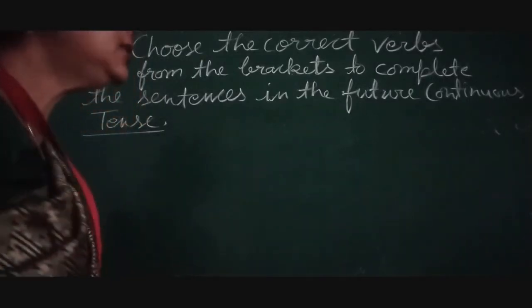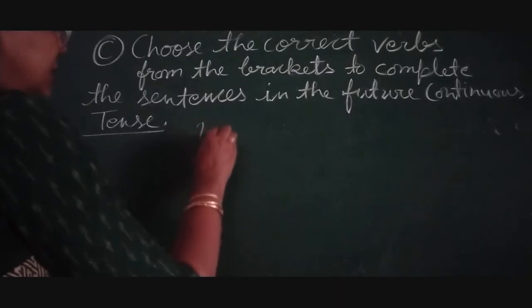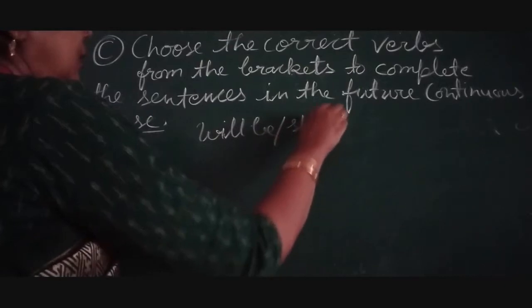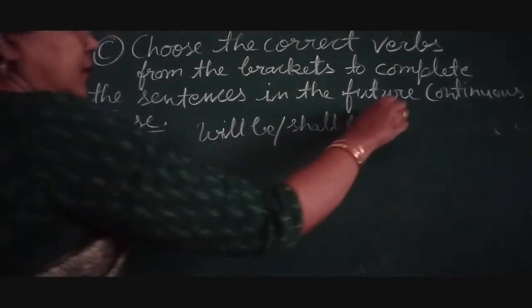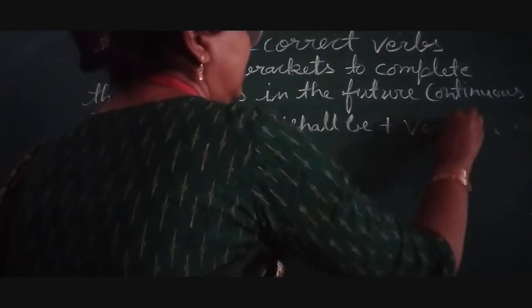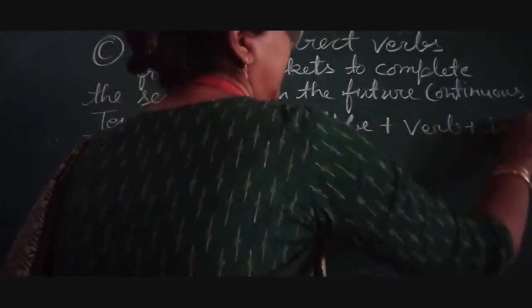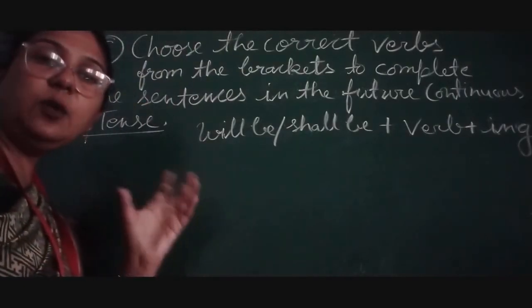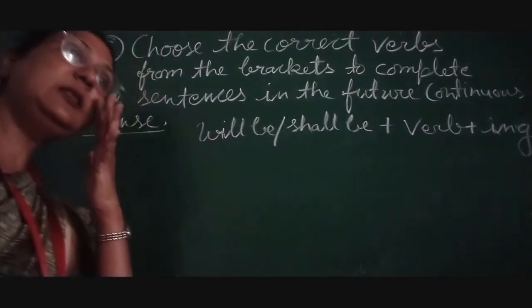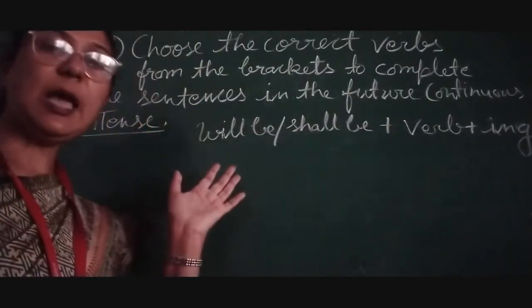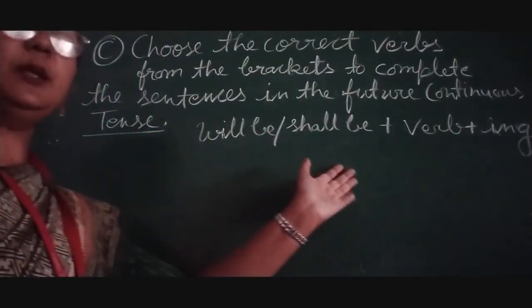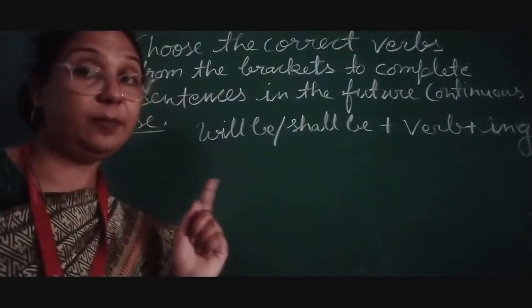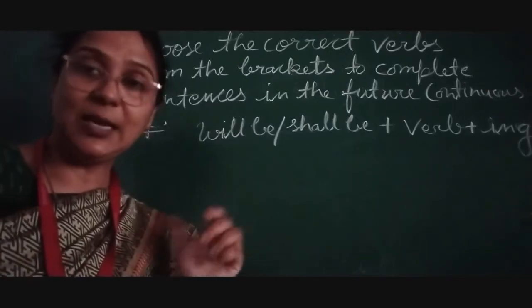So, what we will do in this? The rules for the future continuous tenses will be: will be, shall be, and plus verb ing. Okay, this is the rule of the future continuous tense. So, when we are going to convert into future continuous tense, what we will do? We will just add over here will be, shall be, plus verb. In verb, we will add ing. So, will be must be there. Okay, so that is the rule.